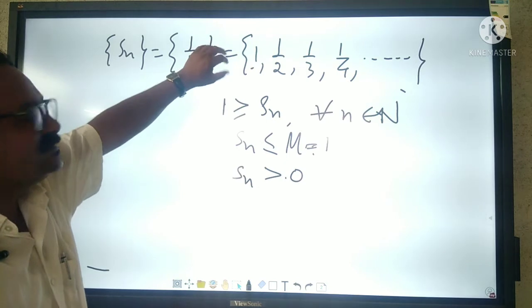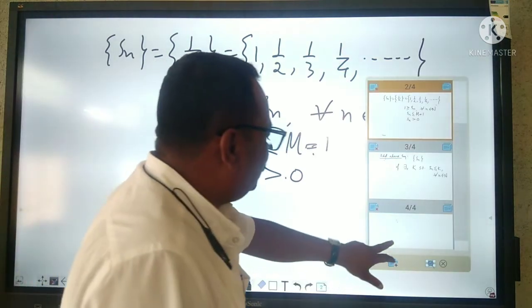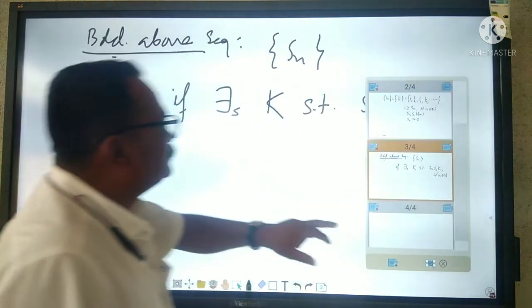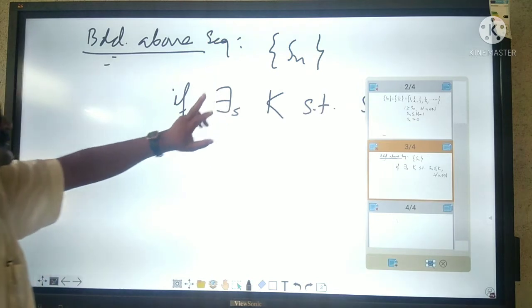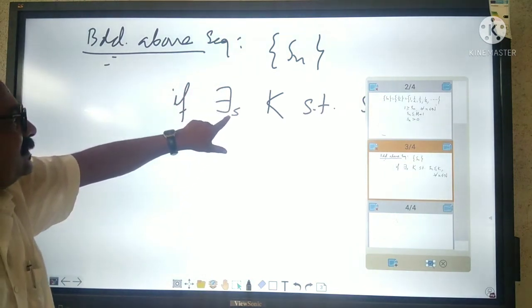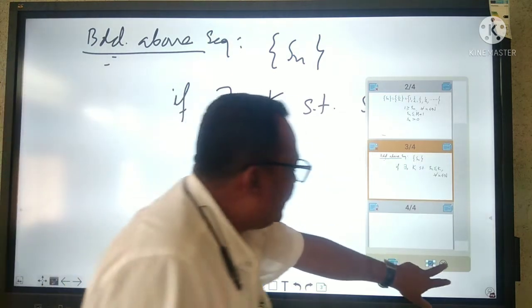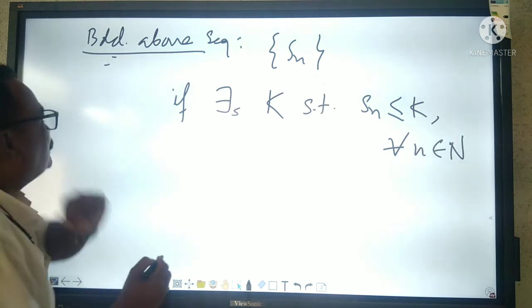So we say that the sequence is a bounded above sequence. Now see this one, the definition of a bounded above sequence. A sequence Sn is said to be bounded above if there exists a number k such that Sn is less than or equal to k. This is a bounded above sequence.